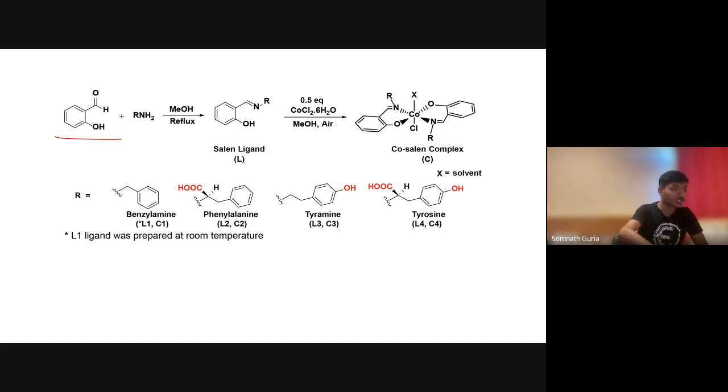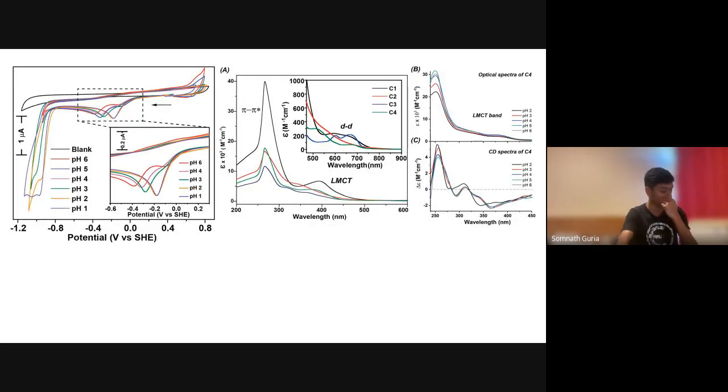With respect to this amine, if you introduce some different amine groups, Professor Datta's group actually did this experiment. It is already published. It is a well established system. R is benzylamine, phenylamine, tyramine and tyrosine. In this case, the phenylamine and tyrosine are chiral ligands. So they introduced some chiral ligands into this cobalt salen complex and tried to find out the hydrogen production of that system.